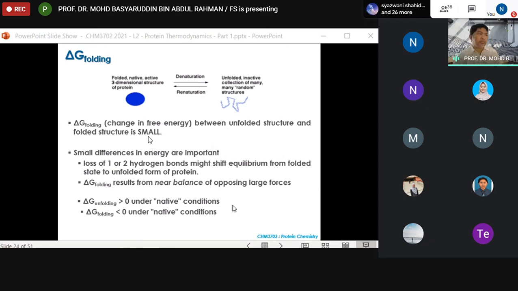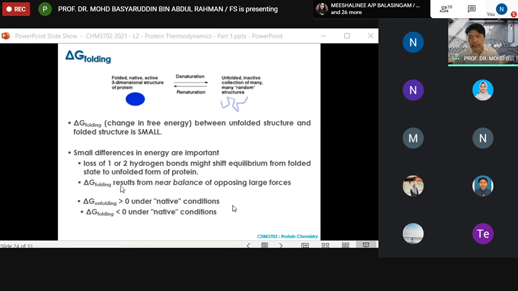We are talking about in between 5 to 10 kilocalorie per mole. It's very small. So meaning that not significant population of unfolded proteins. Yeah, very small differences. Meaning probably it is only a loss of 1 or 2 hydrogen bonds. Okay, might still shift equilibrium from folded state to unfolded form of protein.